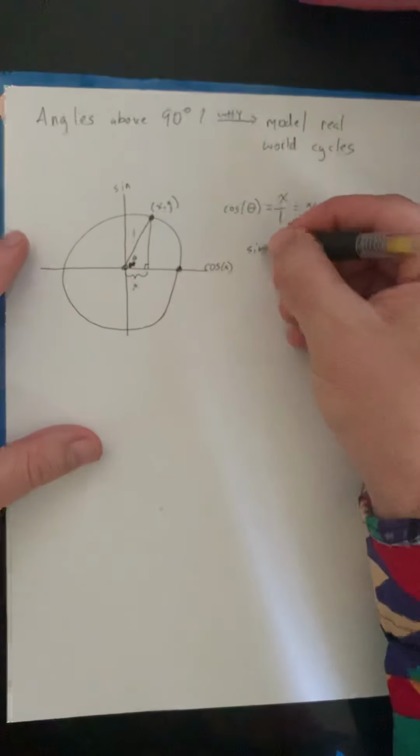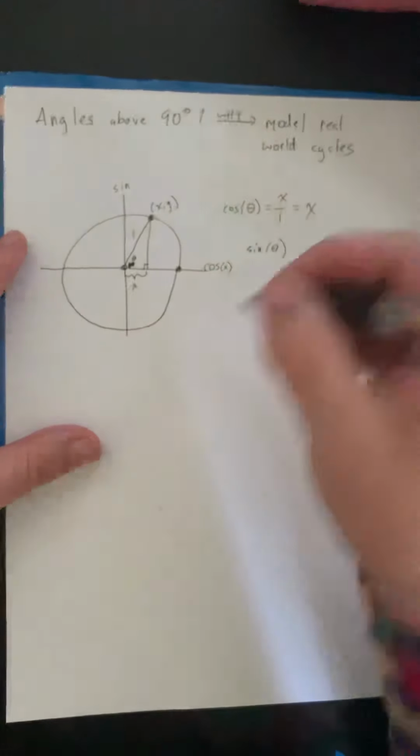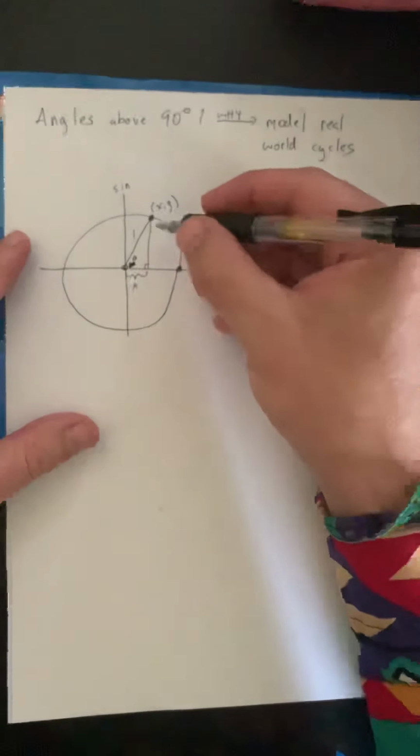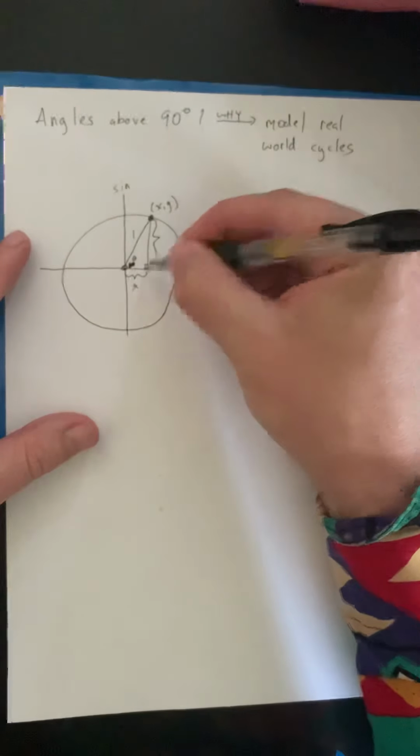Doing this process with sine, we know sine is opposite over hypotenuse. Well, the opposite, that's this length right here.